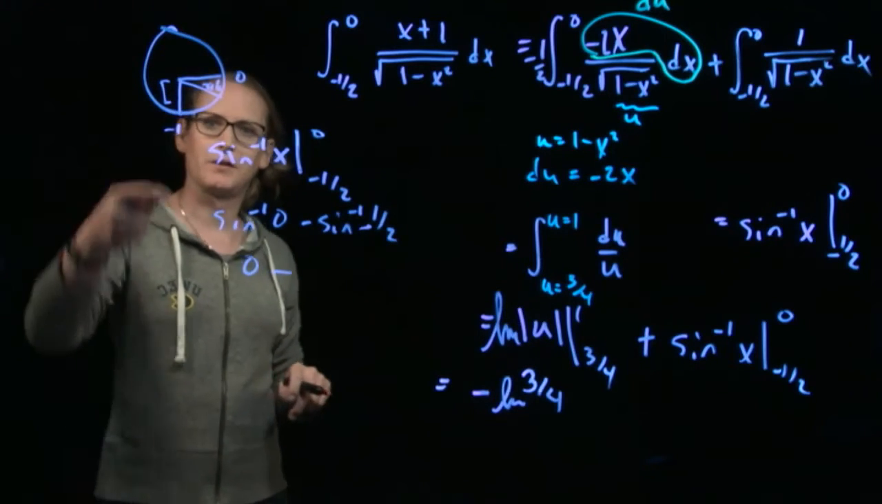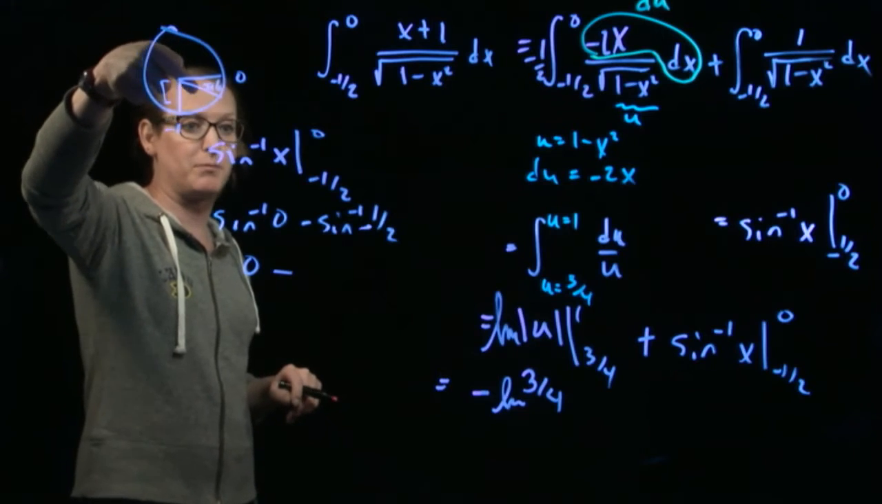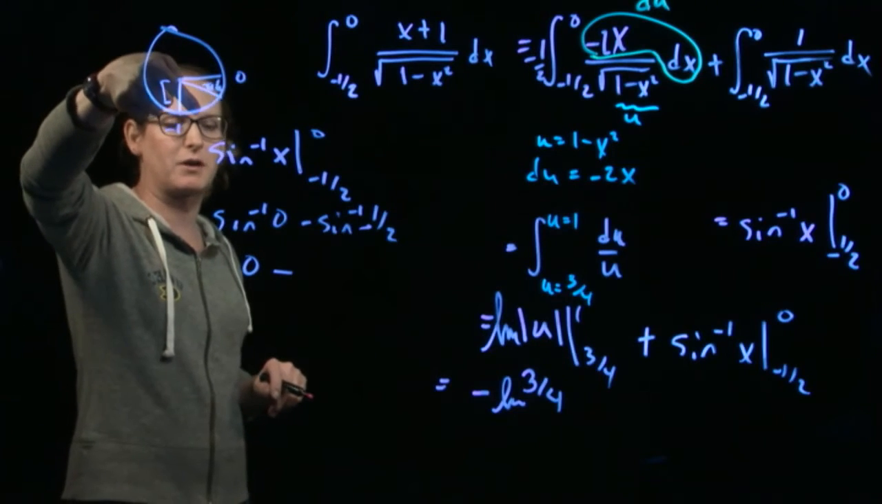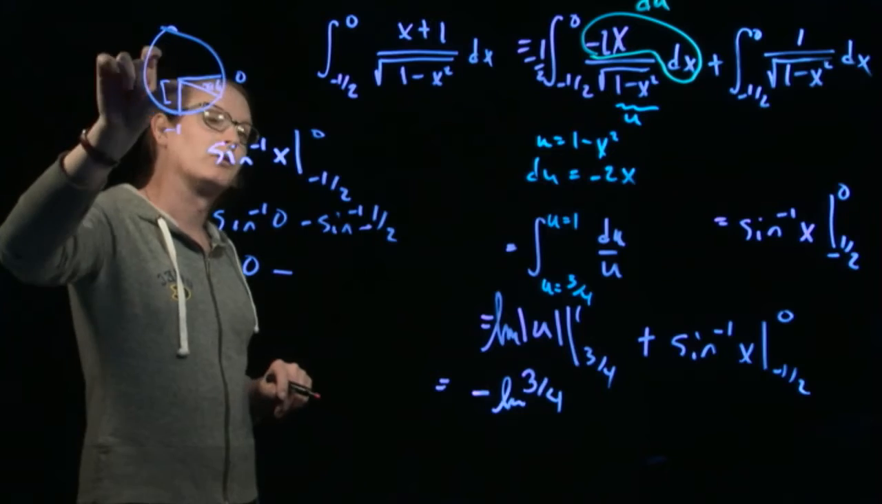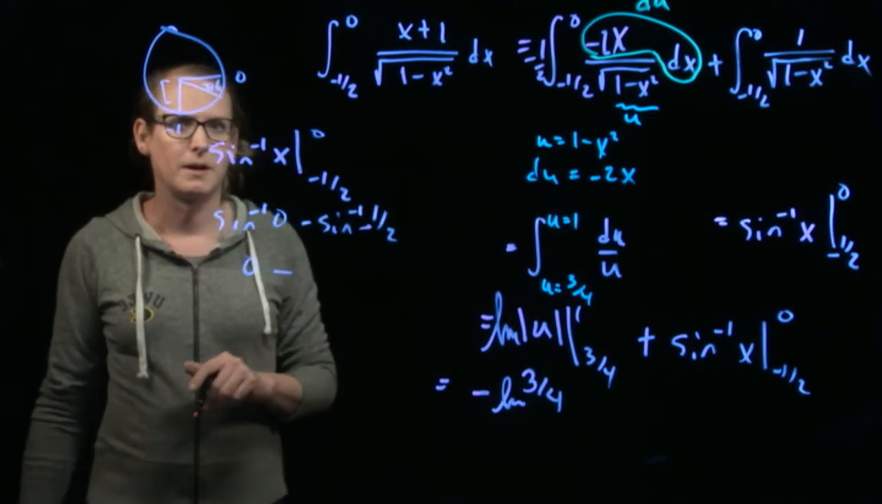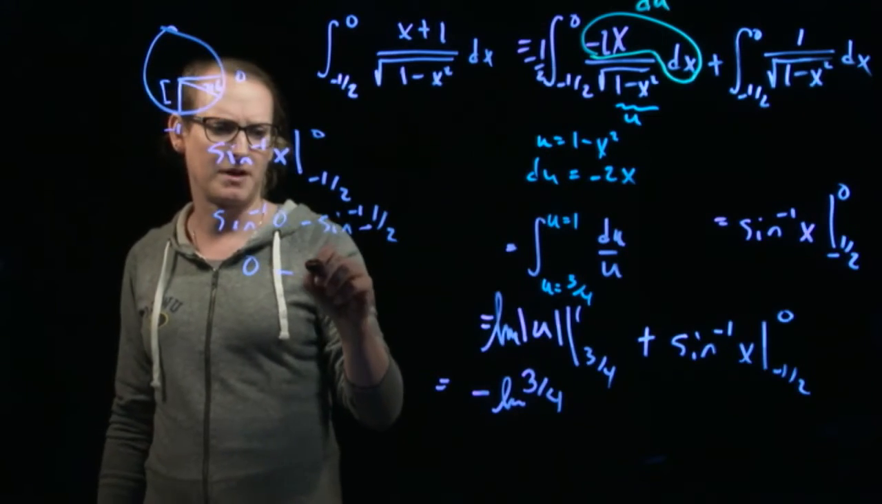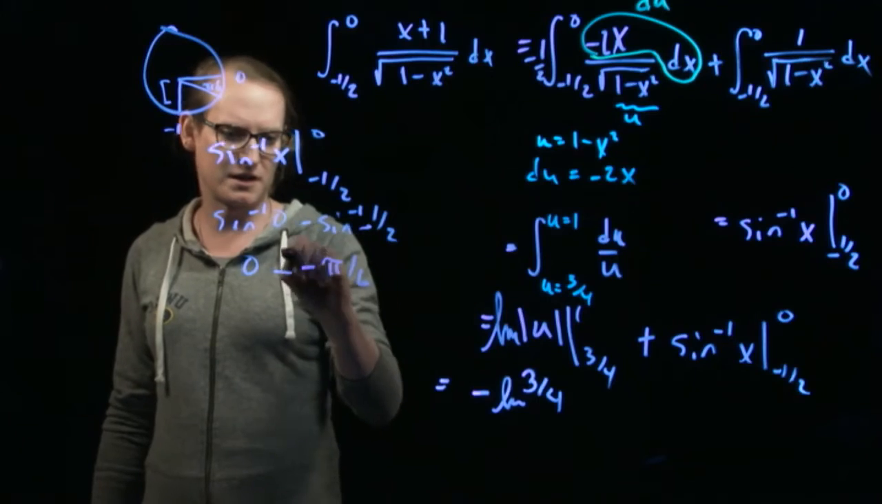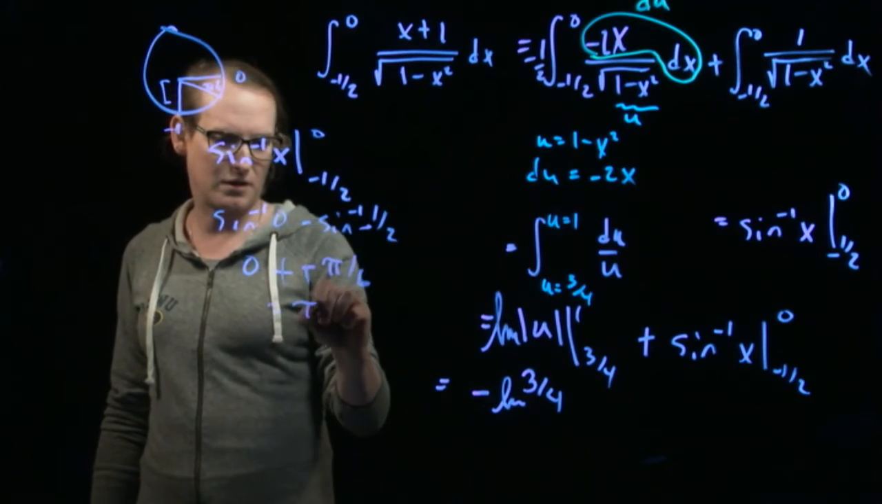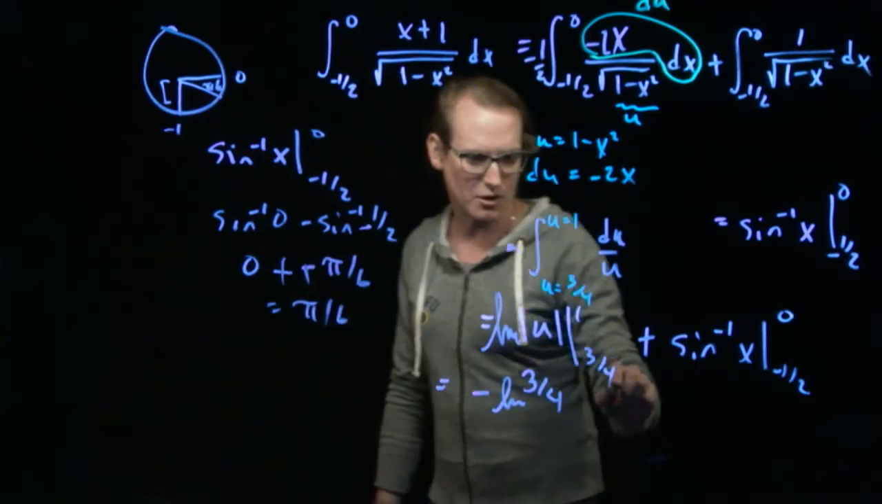Sine of pi over 3 would be down here, and that would be root 3 over 2. So yeah, it's that one, 1/2. Okay, so that's minus, minus pi over 6, so plus pi over 6.